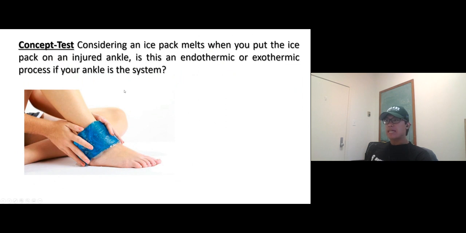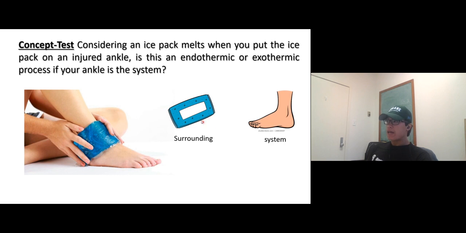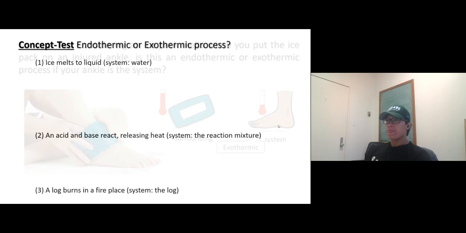All right. Now, concept test real quick. So if you've been following me, considering an ice pack melts when you put an ice pack on an injured ankle, is this an endothermic process or exothermic process if your ankle is a system? Okay. So now your ankle is a system and you put ice pack on it, and ice pack melt. Well, when the ice pack melt, of course, the ice pack absorb the energy, right? So absorb the energy. But right now the system is your ankle. So your ankle loses energy, right? So loses energy, so the temperature drop. That's an exothermic process.